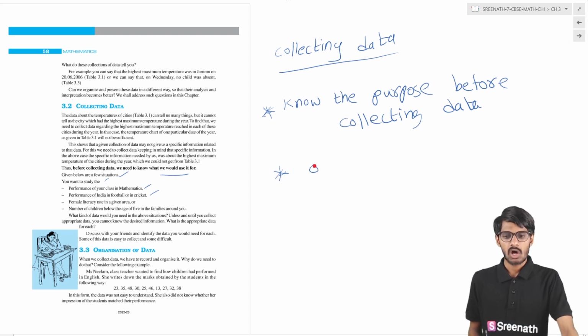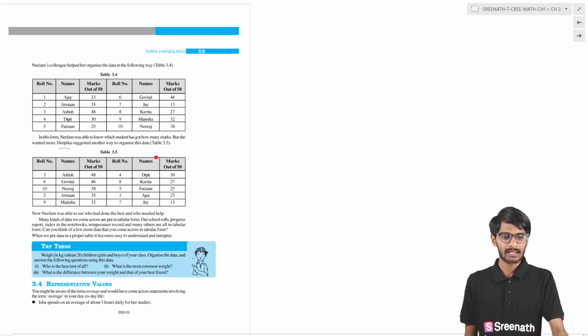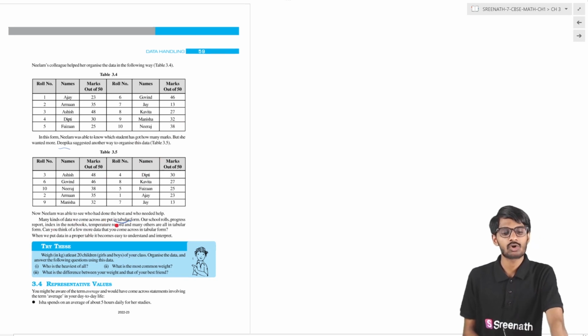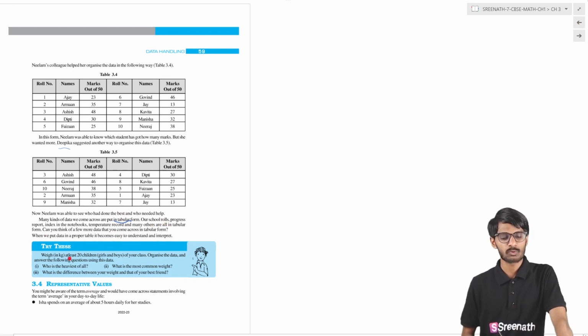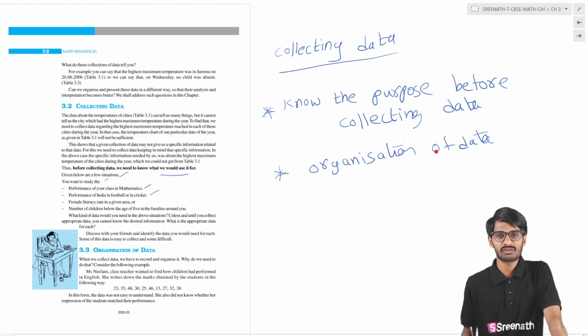After collecting the data, organization of data is important. You have to organize in a simplified way, in a tabular form. Basically we use tables to represent many kinds of data. Many kinds of data we come across are put in tabular form. Okay, students, it is very simple. In our schools also, our progress reports and index pages in our notebooks are all written in tabular form. Tabular form is one of the types of good organization of data, students.